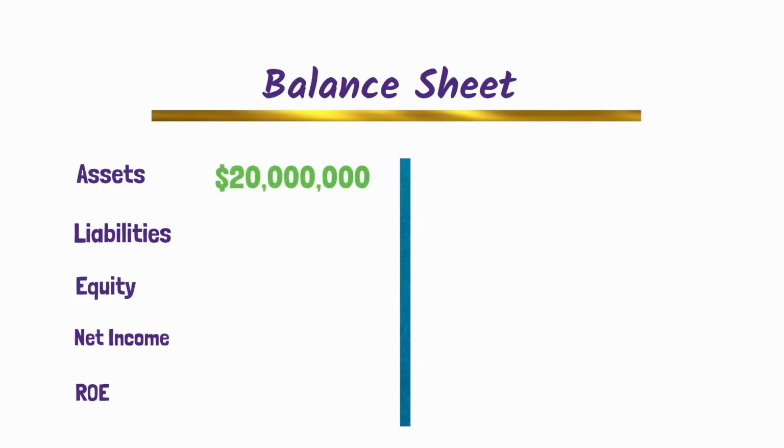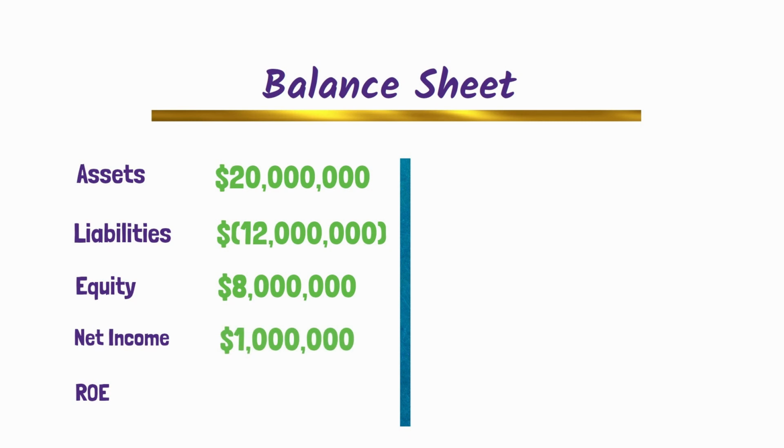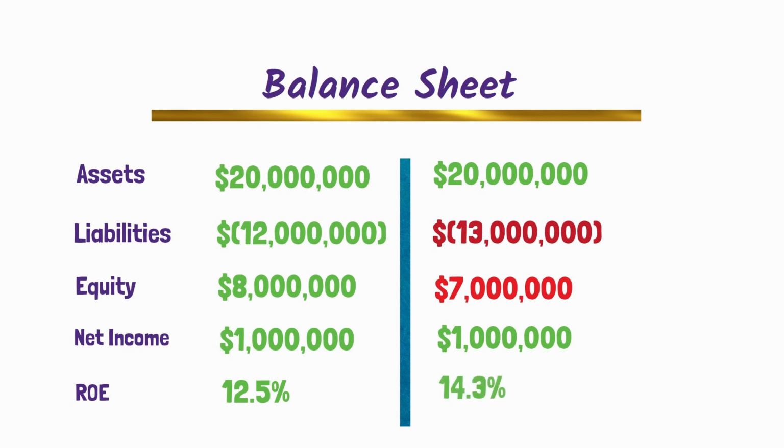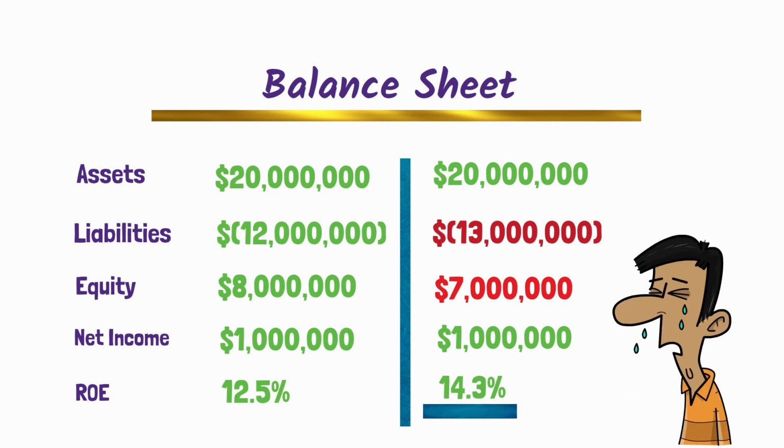So let's say you have a company with 20 mil in assets, 12 mil in liabilities, and $8 million in equity. The net income for the company is $1 million, and as such, the calculation would amount to 12.5%. But let's say the company borrowed $1 million and bought back $1 million worth of its shares. Its liability would increase from 12 million to 13 million, and the equity would drop from 8 million to 7 million. Assuming it's the same $1 million in net income, the return on equity would become 14.3%. So you can see it's higher, however, no real value was created from the assets.